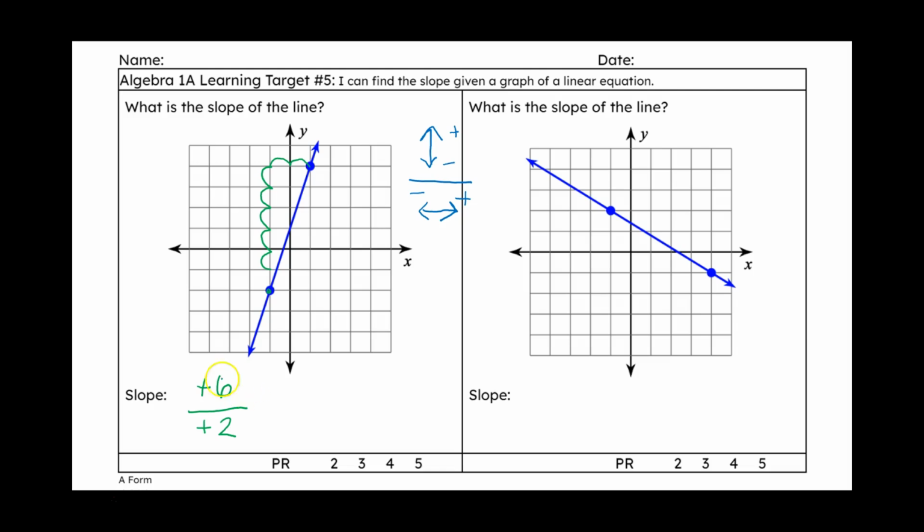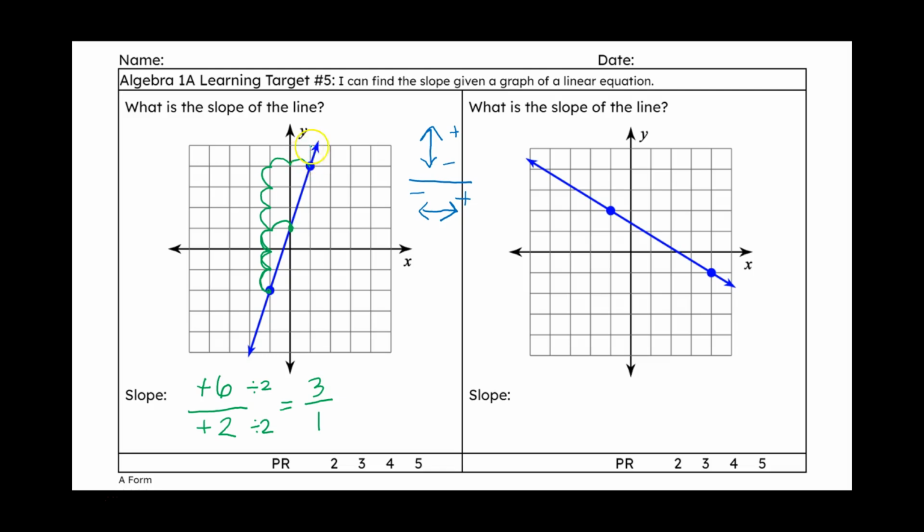Some people like to consider this as a fraction that you can reduce. Both 6 and 2 are divisible by 2. So if you divide top and bottom by 2, you could also express this as positive 3 over positive 1. And you don't have to put the plus signs if you don't want to. What that basically means is you could also go up 3 and over 1 to get on the line. Let's see how that happens. 1, 2, 3, and forward 1. Oh yeah, look, I'm on the line.